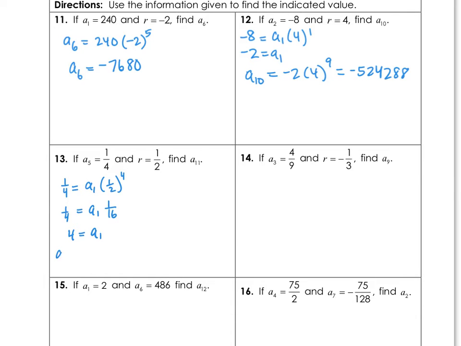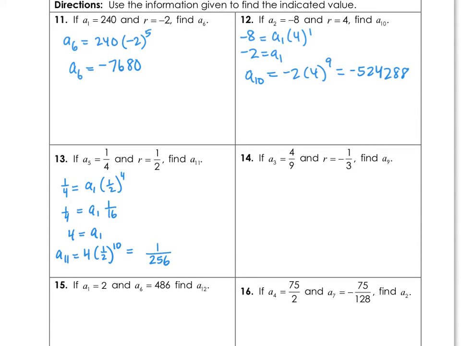So when we go to find the 11th term, we take the first term times 1/2 ten times, plug all this loveliness in your calculator, and you get 1/256. So again, anytime you can leave it as a fraction, leave it as a fraction.